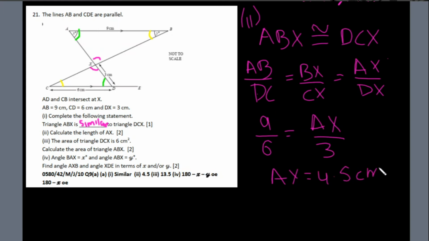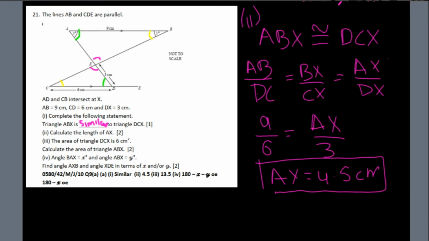So AB is 9 over DC is 6, equals BX, we don't know, over CX, we don't know, so let's just skip this, equals AX, which has to be found, over DX, which is 3. So simply cross multiply and we get 9 times 3 over 6, which gives 4.5. So AX equals 4.5 centimeters, which is the right answer. Okay.